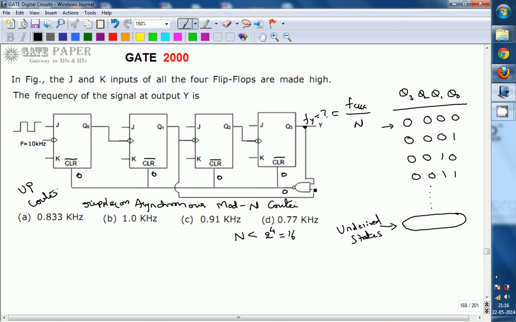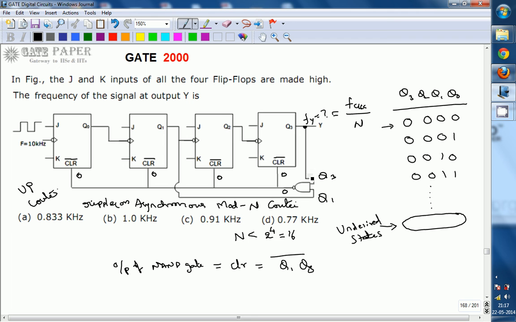So for this one, what are the inputs? Q3 is going to be one input, and the other input is nothing but Q1. So Q1, Q3 are the inputs, and the output of the NAND gate is nothing but clear. Okay, clear is equal to Q1 Q3 bar.